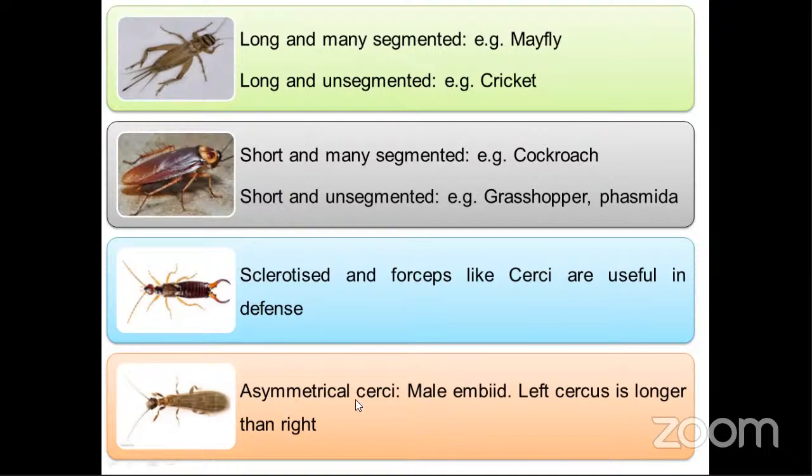So like that, asymmetrical surface. The surface is asymmetrical in male embiopterans, order Embioptera. Asymmetrical means there is no symmetry, so one is long and another is short.